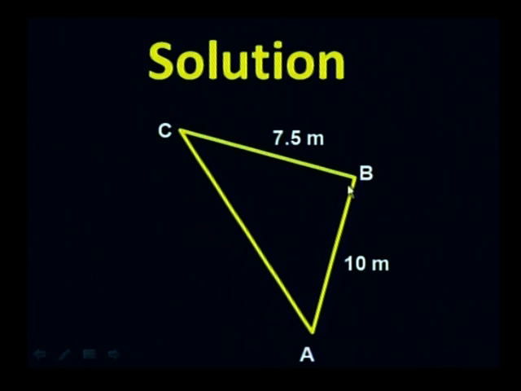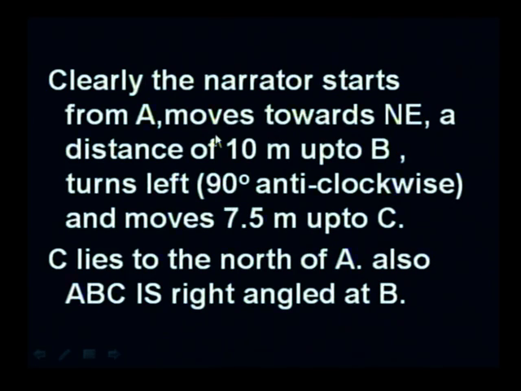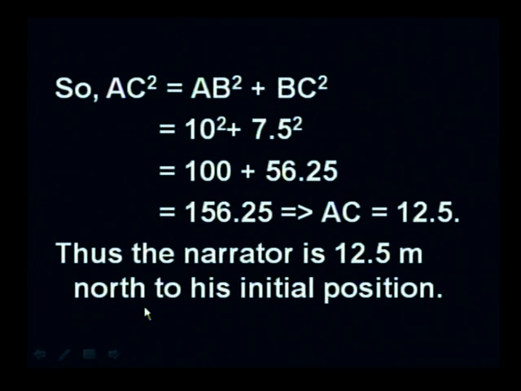What should you note here? There is a right angle at B, therefore this looks like a right angle triangle, and we will have to estimate AC. First of all, what is this AC direction? Clearly the narrator starts from A, moves towards northeast a distance of 10 meters up to B, turns left anti-clockwise and moves 7.5 meters up to C. So C lies to the north of A, and ABC is a right angle triangle, therefore we have to estimate AC square. A simple formula: AC square equals AB square plus BC square.